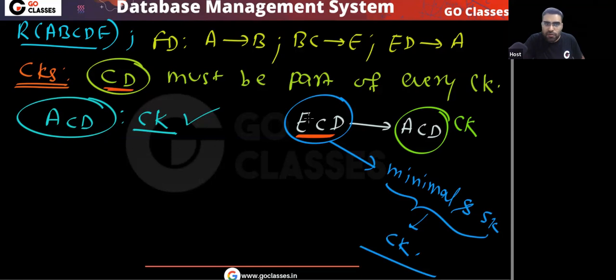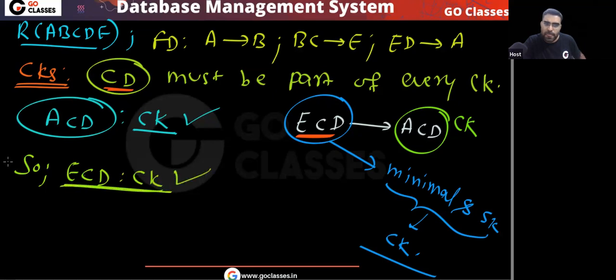But CD is not enough, so one more attribute you are including. So ECD, that is also a candidate key. This idea, did you understand? So I can say this ECD is also a candidate key. Is this clear?